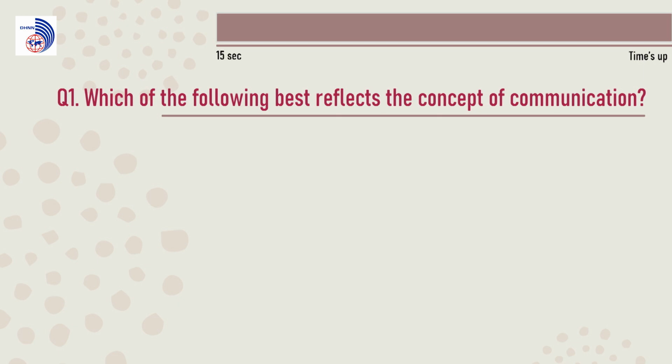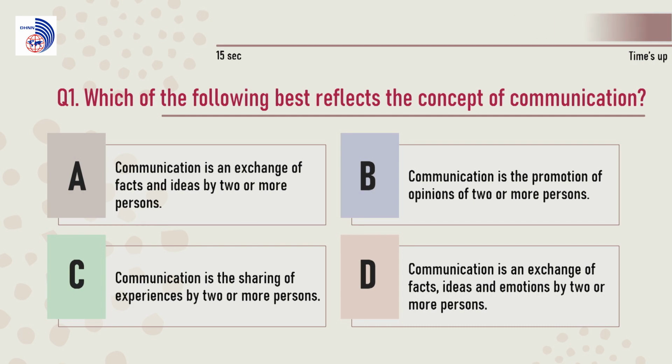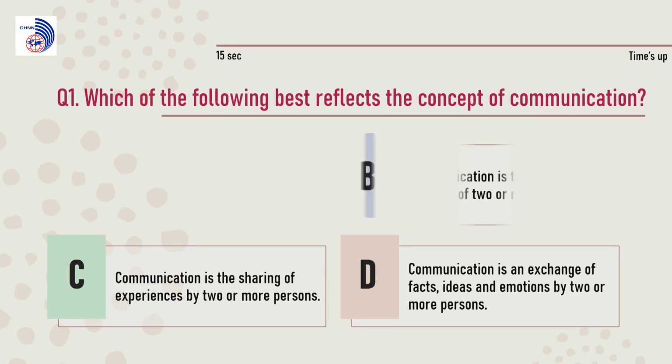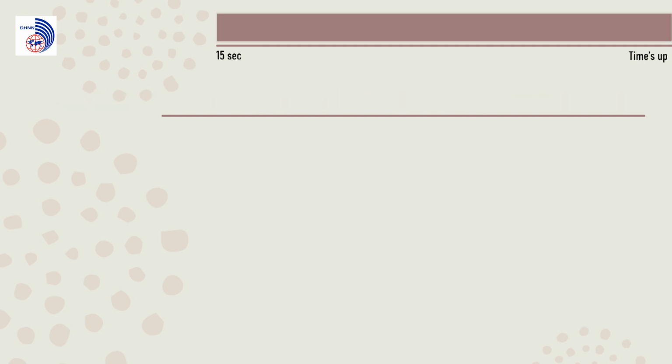Which of the following best reflect the concept of communication? You have A, B, C, and D. A, communication is an exchange of facts and ideas by two or more persons. B, communication is the promotion of options, of opinion of two or more people. C, communication is the sharing of experiences. Or D, communication is the exchange of facts, ideas, and emotions. And the correct answer is D.